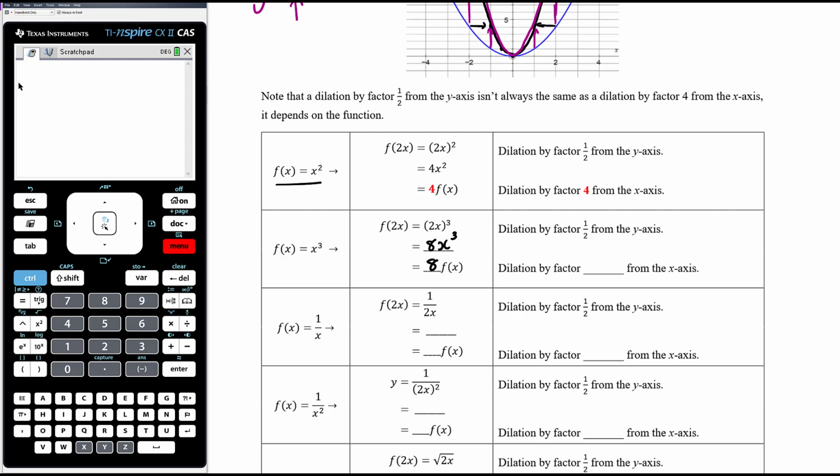So a dilation by a factor of 8 from the x-axis is the same as dilating the cubic by a factor of half from the y-axis. You can try it, sketch them on axes, they'll produce the same thing.